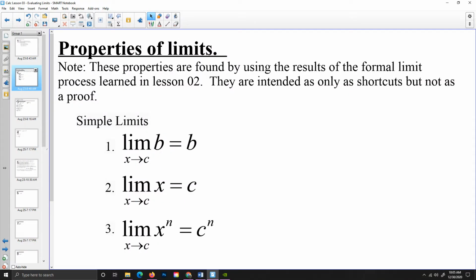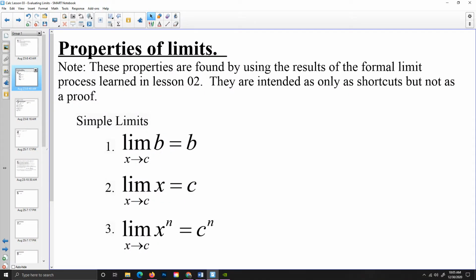Last lesson, we used a formal definition to evaluate limits. This process is cumbersome at best. Mathematicians have developed properties of limits to simplify this process. These rules have been proven using the formal definition so that we can evaluate limits far more efficiently. So we have some properties of limits.